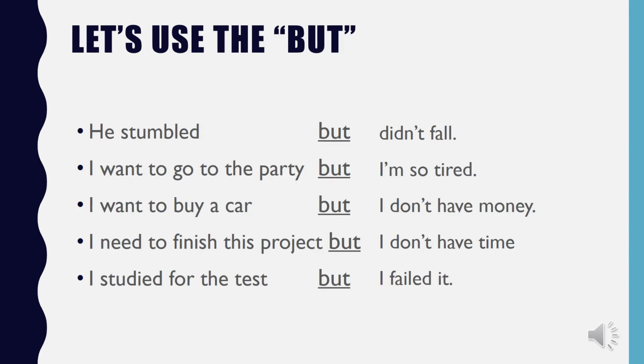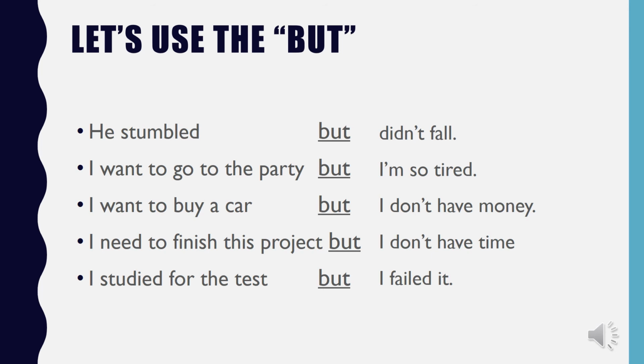Let's use the but now in the sentences we discussed earlier. The first one is: he stumbled but didn't fall. Here, but didn't fall is negating the possibility of falling, which presupposes that the one who stumbles can fall. So this sentence means that he stumbled, but nothing happened and he didn't fall. Similarly, in the sentences which are coming, the same formula is applied.